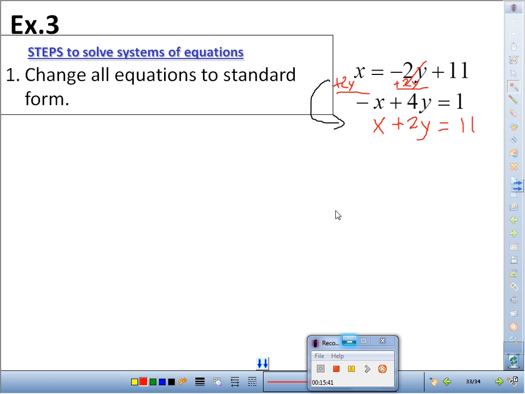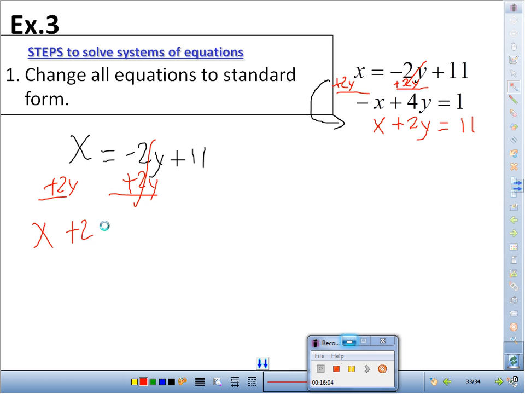Did you see what I did right there? If you don't see it, then you're going to have to write it completely. Write it over here: x equals negative 2y plus 11. Change it into standard form. Plus 2y, plus 2y. To standard form, the x comes first, then the y. Bring down the 11, and that's how we get this. But I just did it there so I can save space and time.